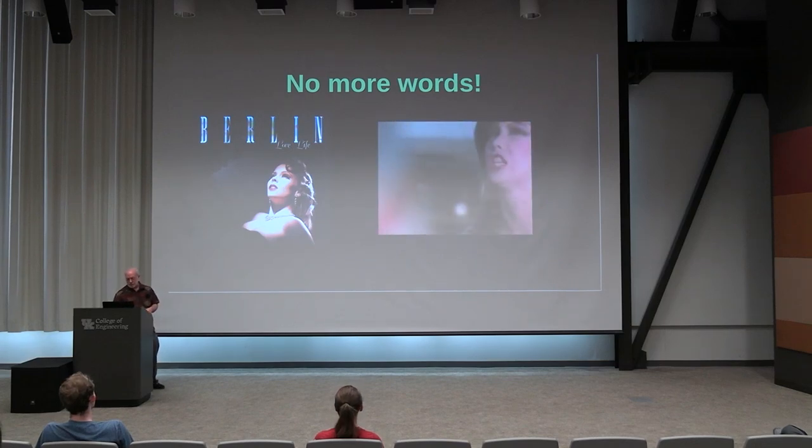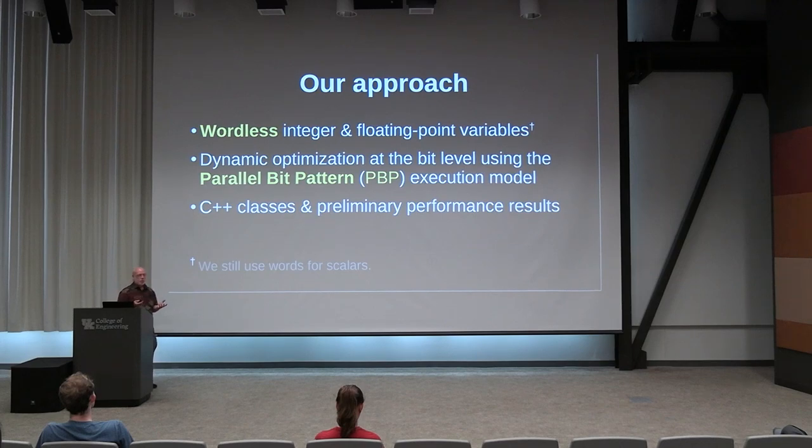So no more words, right? How do we do wordless integer and floating point arithmetic? This is kind of a weird concept, because basically nobody's ever really talked about the idea of having variable precision integers and floating point.